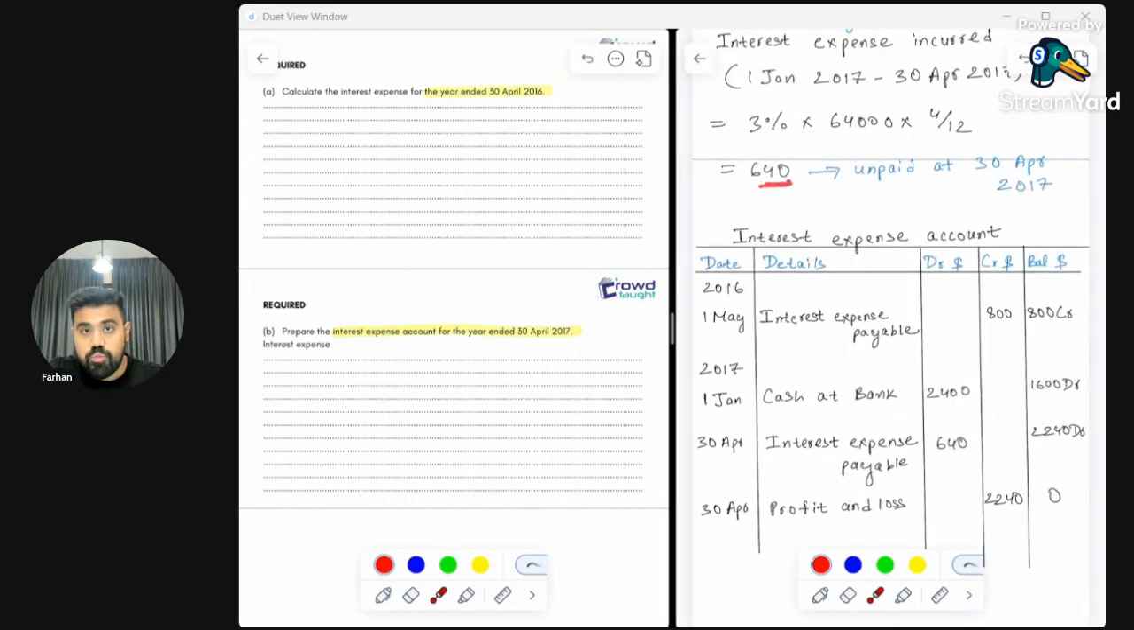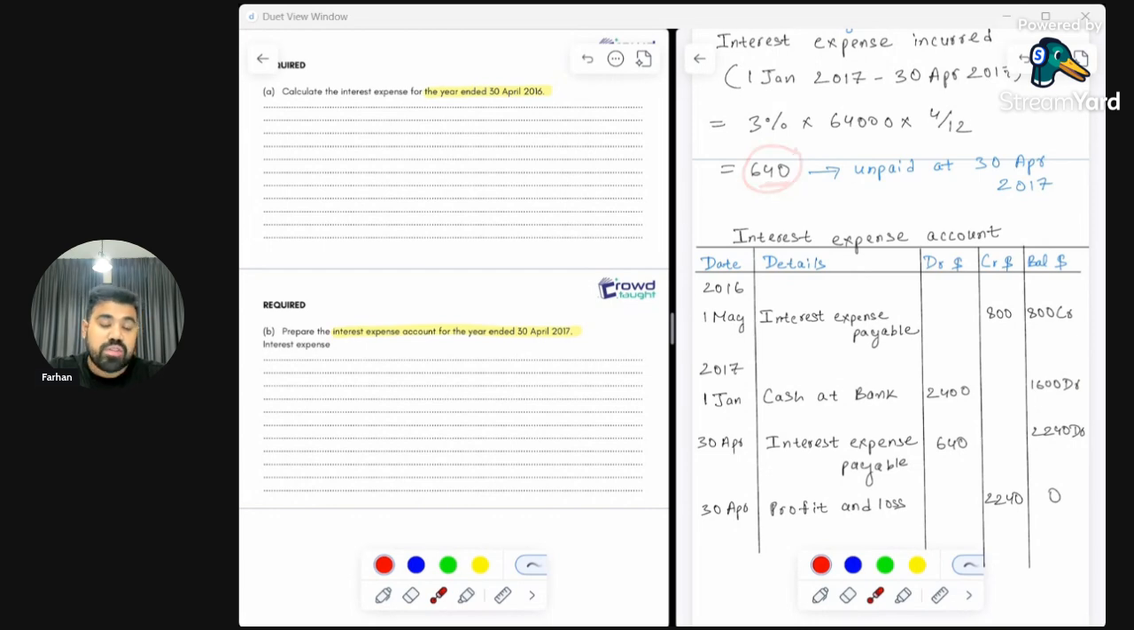Then on 30 April 2017, we know we had unpaid interest expense as well for the 4 months of January, February, March, and April, which we have derived to be $640. And this is definitely a current liability, as we understand, because this is a present obligation for the business. Always remember, all liabilities by default should always have an opening balance on the credit side, and therefore they must have a closing balance on the debit side.